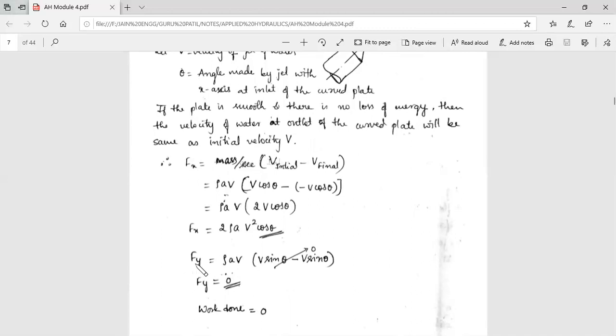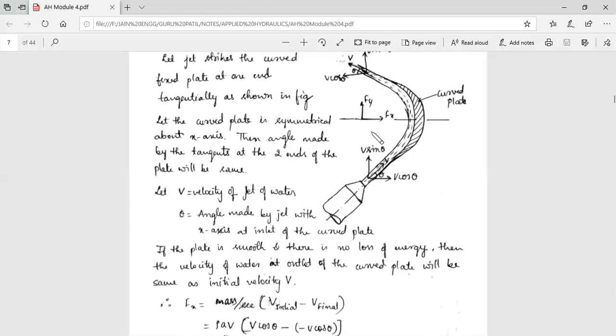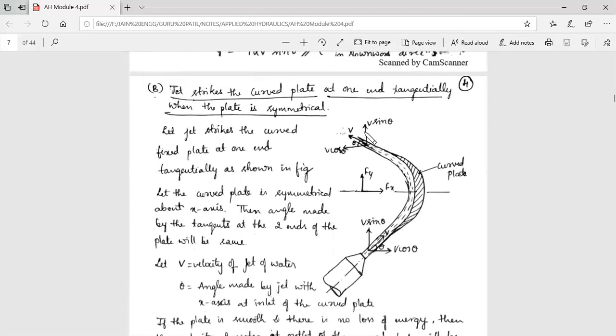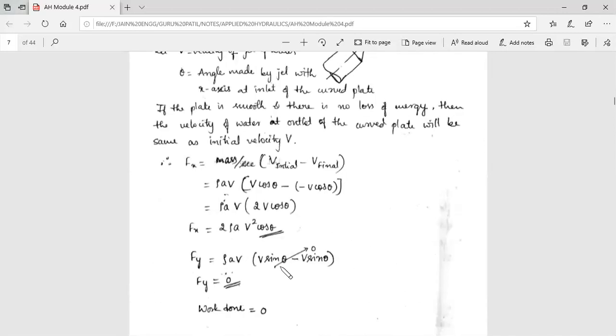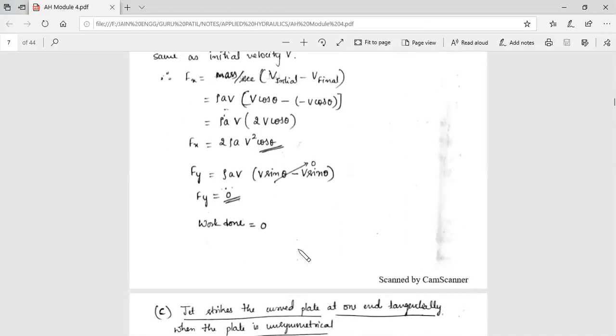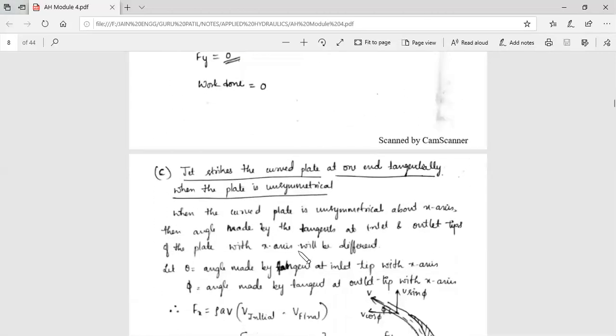Now, taking the y component, it is again v sin theta here, vertical, and this is also v sin theta, vertical. Both will be plus, but the formula consists of a minus, so this becomes 0. Anything which becomes 0, the whole term is also 0. So therefore Fy is 0 and also work done is 0. It is a very simple equation to derive.